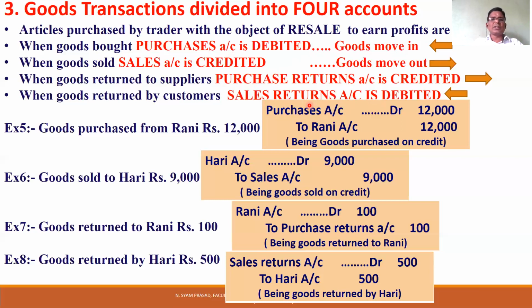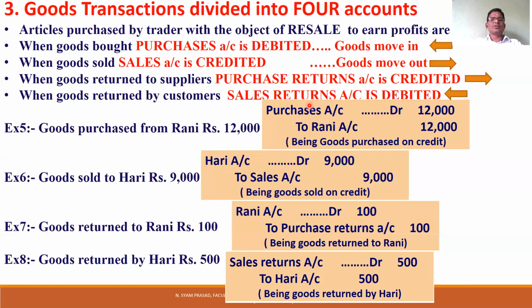Usually the goods account is not named anywhere. You only see that when you purchase goods, the purchase account is debited. When you sell goods, the sales account is credited. When goods are returned to suppliers, the purchase returns account is credited. When sold goods are returned by the customer, the sales returns account is debited. These are the four types.